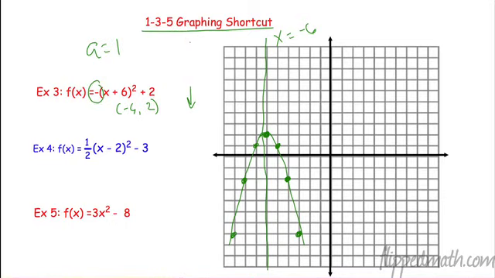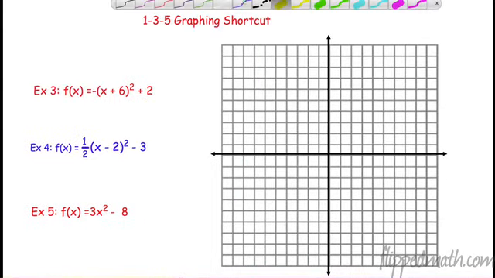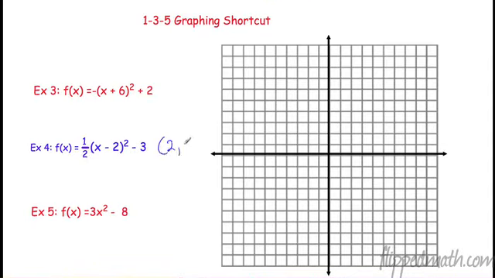Let's do the next one. So on this one, we have to take a look. We have our vertex. It's at positive 2 and negative 3. So we come over 2, and 3 down. All right? So our axis of symmetry this time is going to be at x is 2.